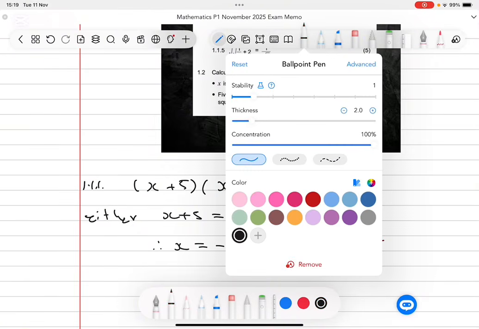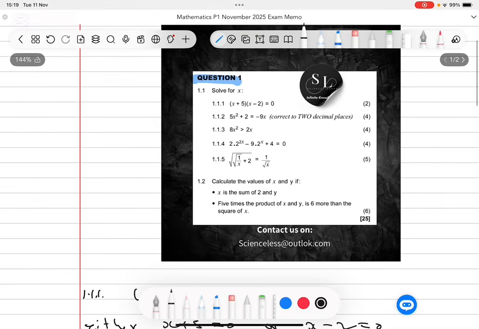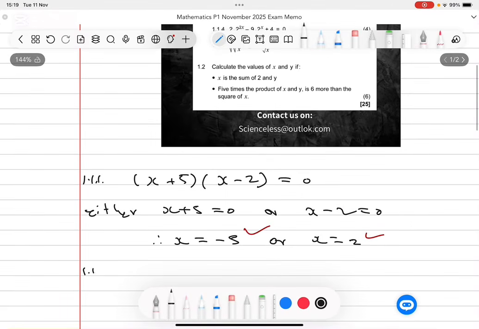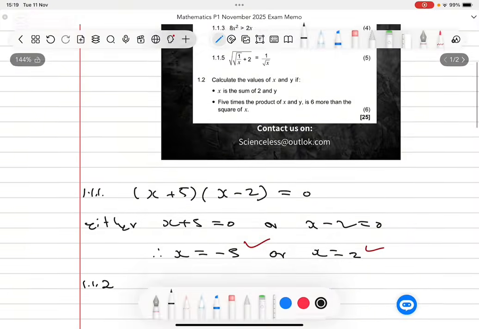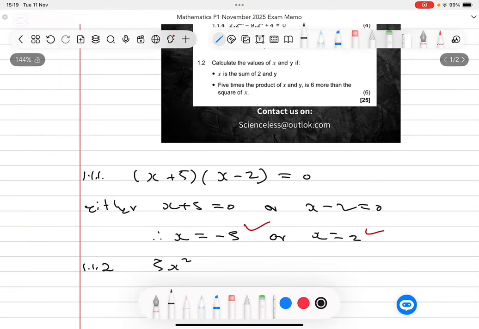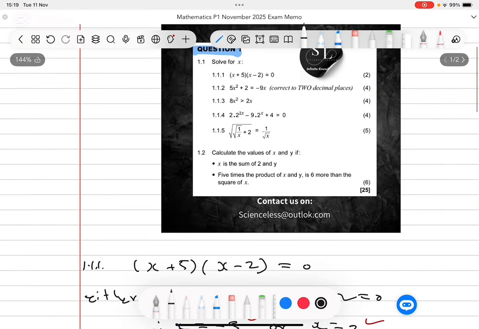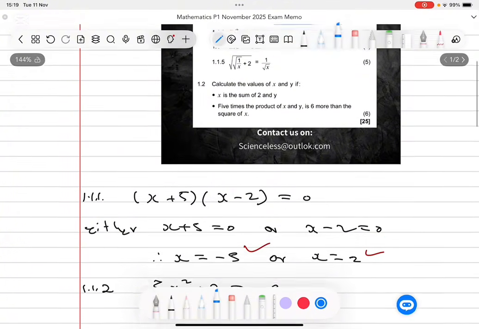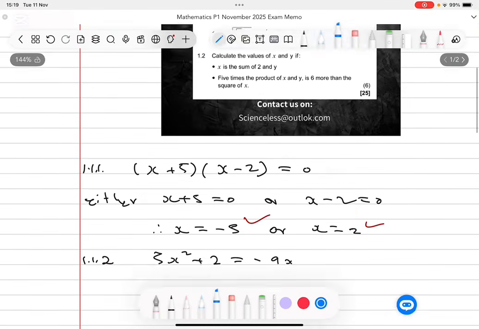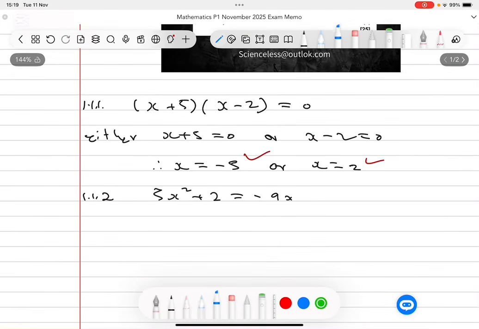The next question looks at a quadratic equation, which we are given to be 5x squared plus 2 being equal to negative 9x. And as usual, they'll tell you correct to 2 decimal places. That is a hint to say use the quadratic formula. But before we can get to the quadratic formula, the first thing we need to do is write this equation in the standard form of a quadratic equation.